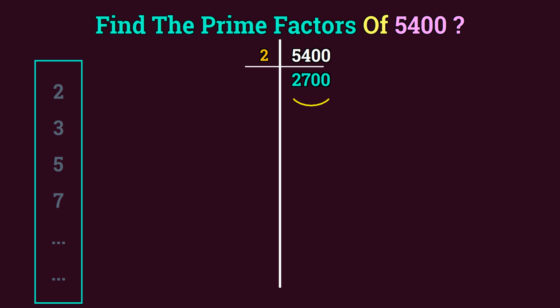Dividing 2700 by 2, which equals 1350. So 2700 divided by 2 equals 1350.